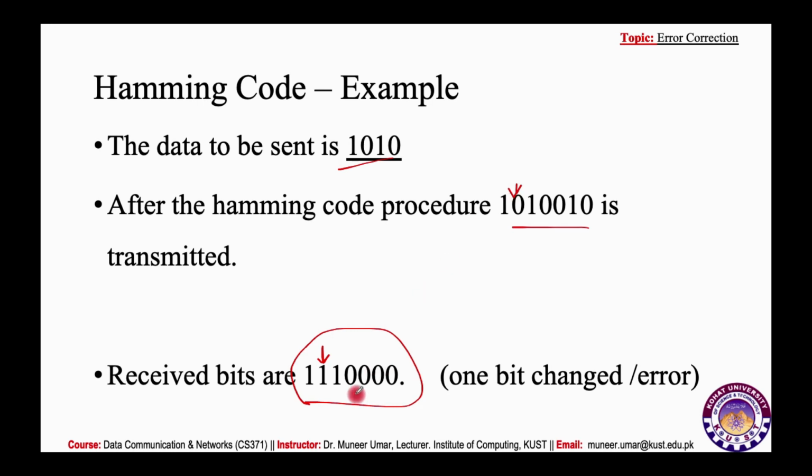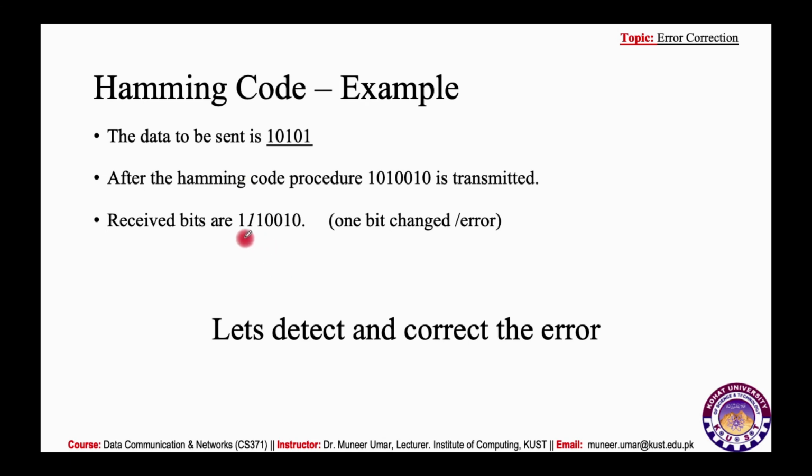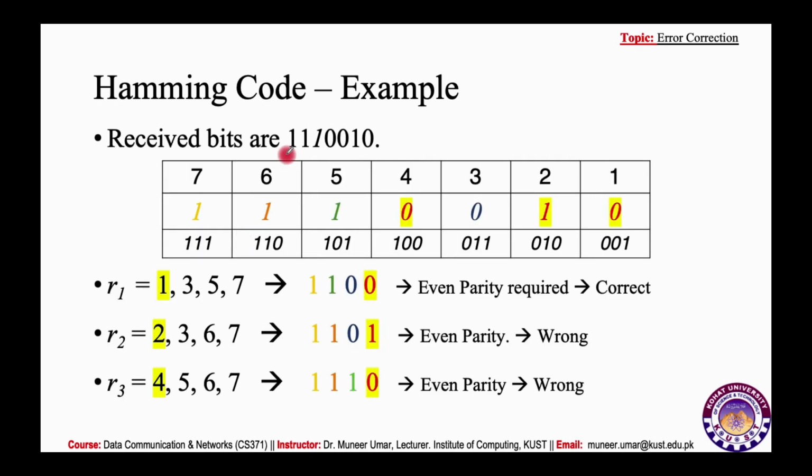Now let's check how this error can be detected and corrected at the receiving side. So the received bits are these. And now we are detecting and correcting the error. If we put these bits in order from 1 to 7, then we will have R1, R2, and R3 here. So for R1, we have 1357 as we did at the sender side. For R2, we have 2367, and R3 has 4567. In R1, there are one, then one, and for 3 we have 0 and 0. So we have 1100. Even parity is required. This one is correct.